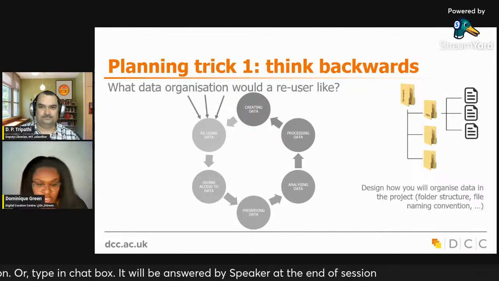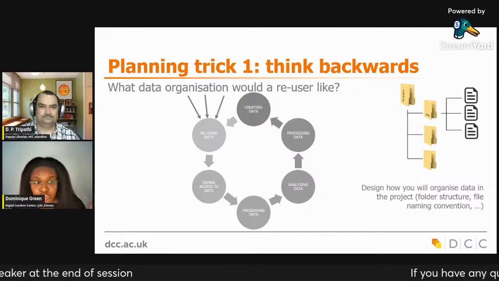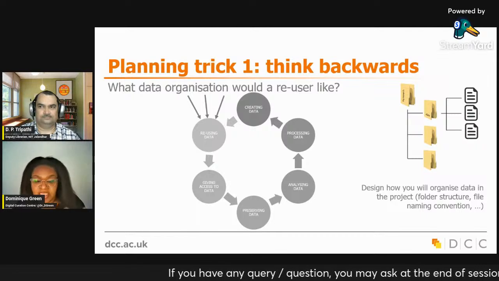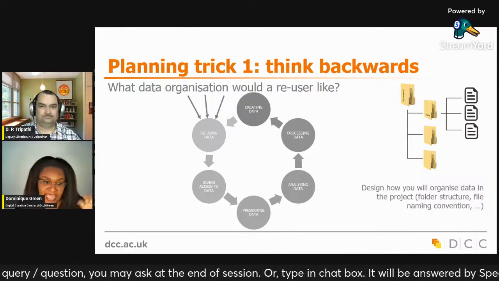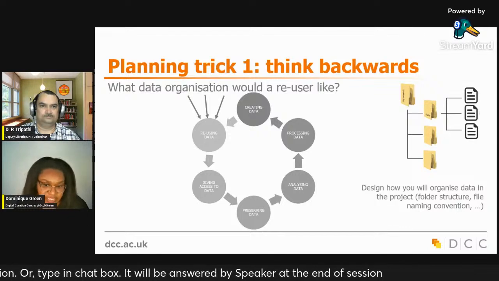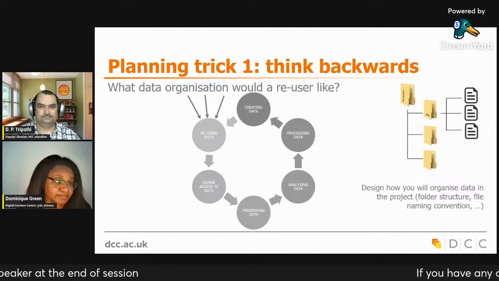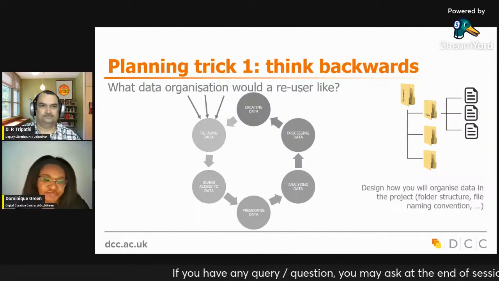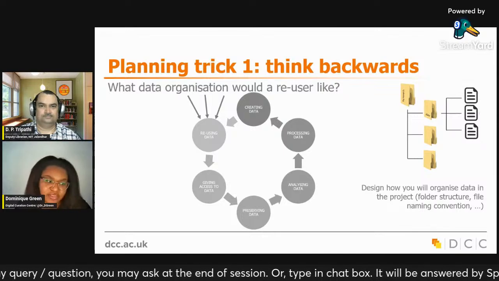Different repositories have adopted different standards, especially if they are subject specific. So if you're working in a specific area or supporting a researcher in a specific area, this is a really good way of trying to make things easier, by identifying the repository and seeing what requirements they have, so that all those questions can be answered at the very start. So thinking backwards. Don't think about collection first. Think about preservation and start from the back, and this will help answer some of those other questions.